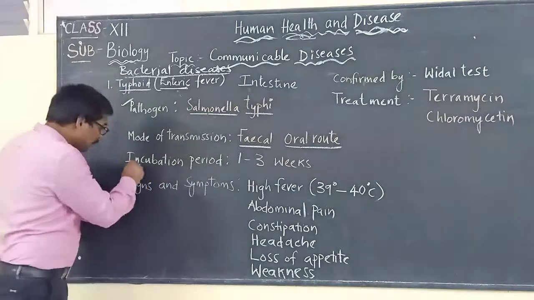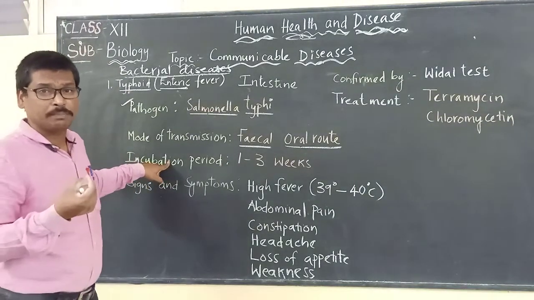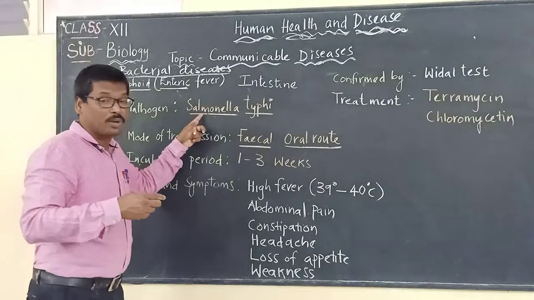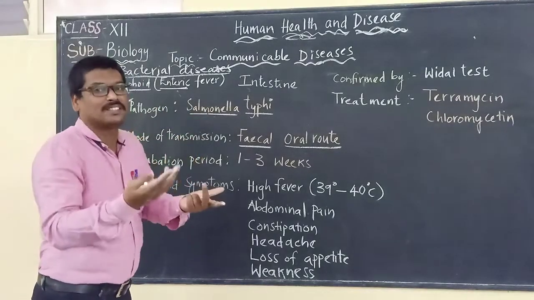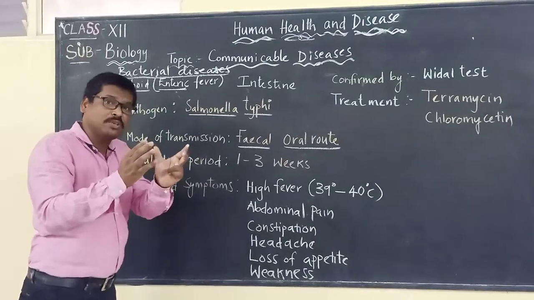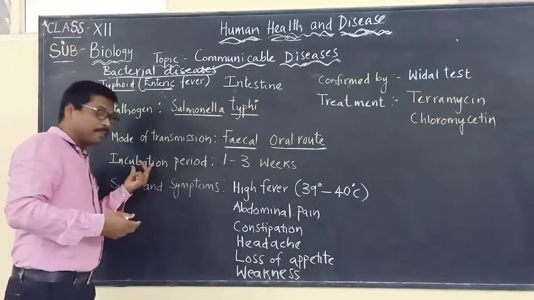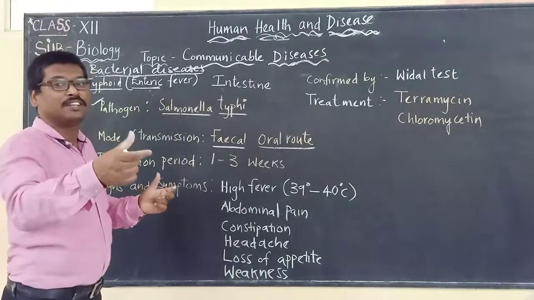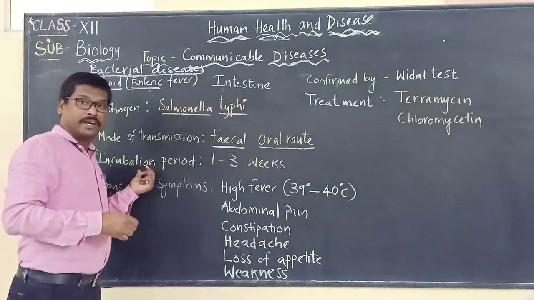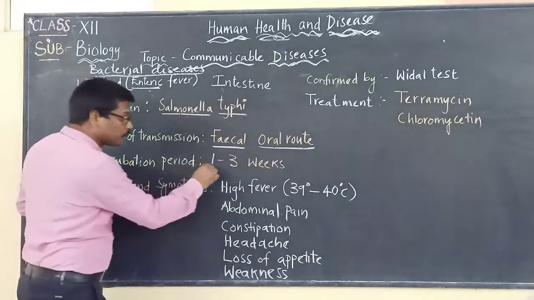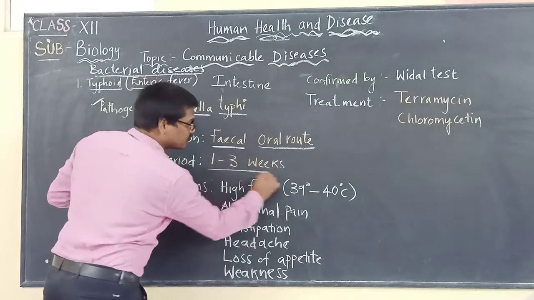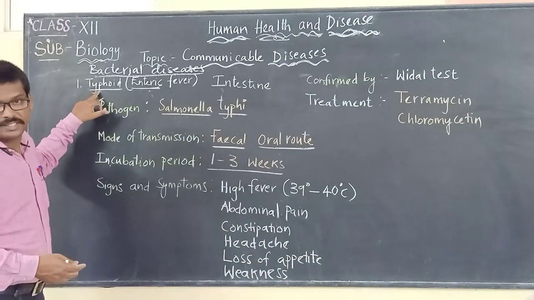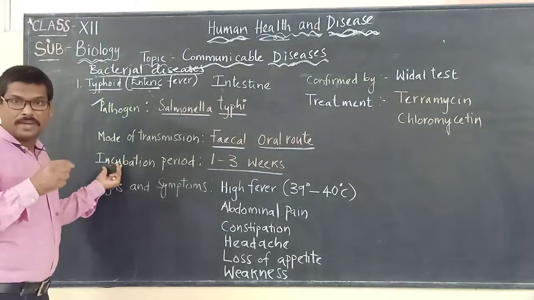Now, the incubation period. What do we mean by incubation period? It is the period of time that the disease causing microbe takes to express the disease. After completing its incubation period, it will cause the disease. For typhoid, after entering the body, after 1 to 3 weeks it will affect the body, causing the disease typhoid. That is called the incubation period.